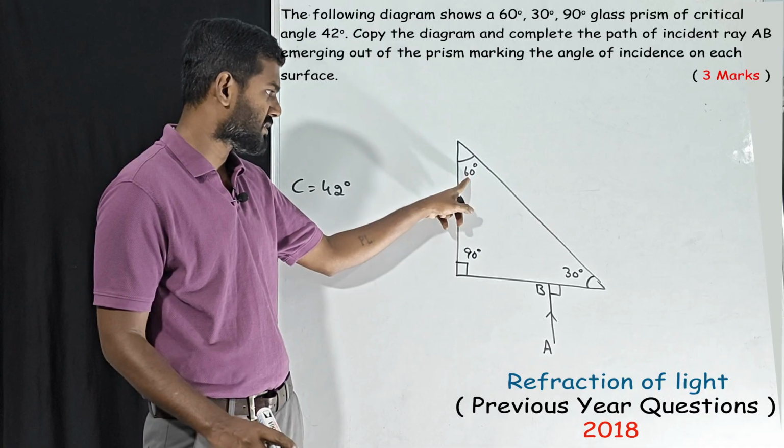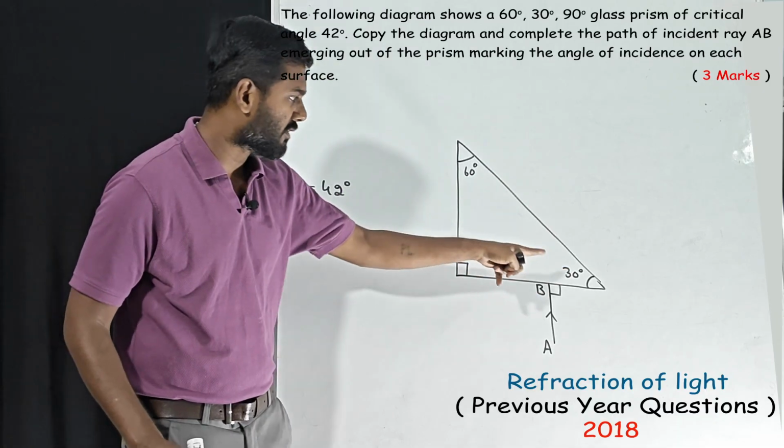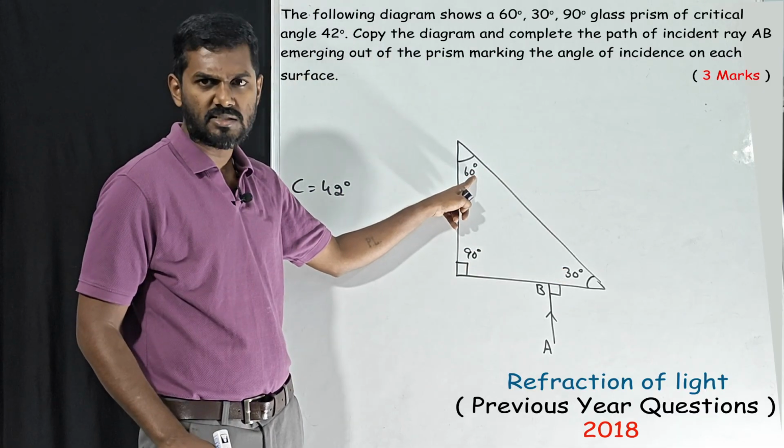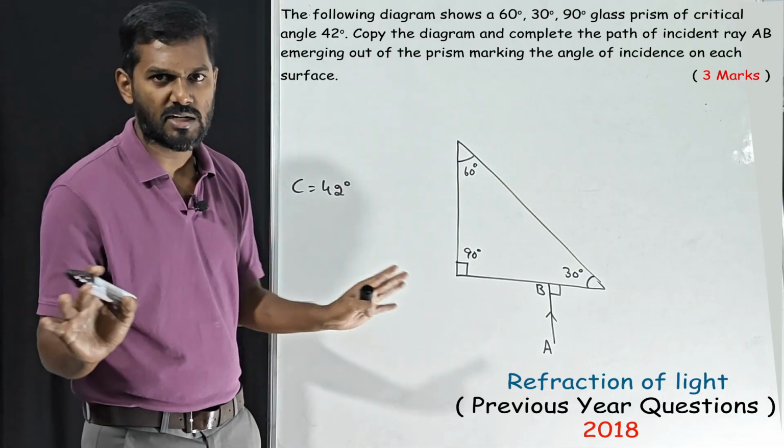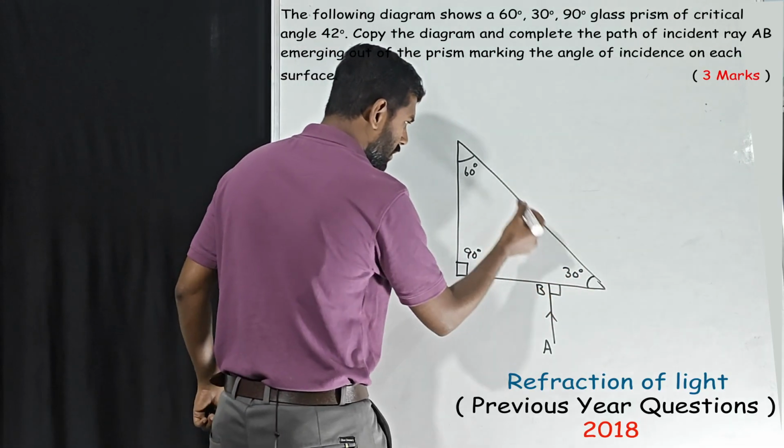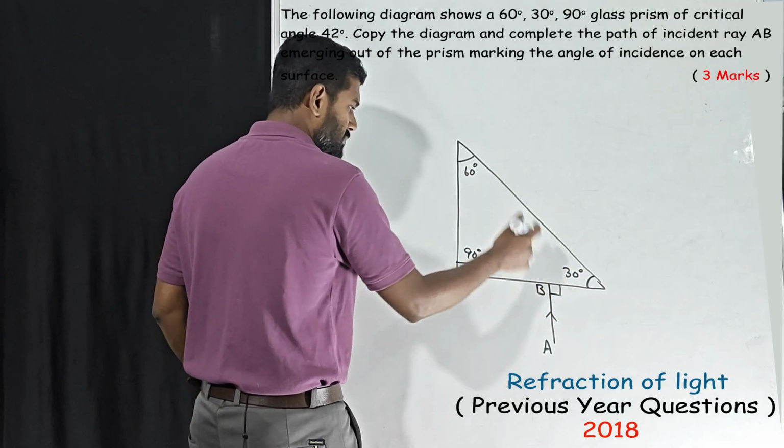If they have given this as 60, you mark this as 30. If they have given this as 30, you mark this as 60. The total angle should be 180 degrees. That's it. Okay, now they have given the angles, we can proceed.